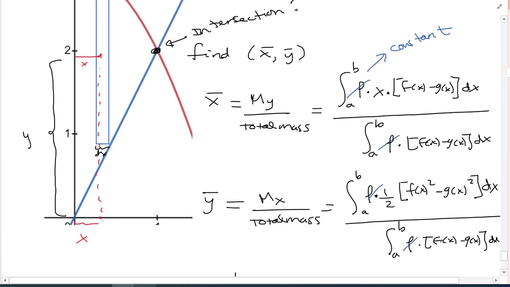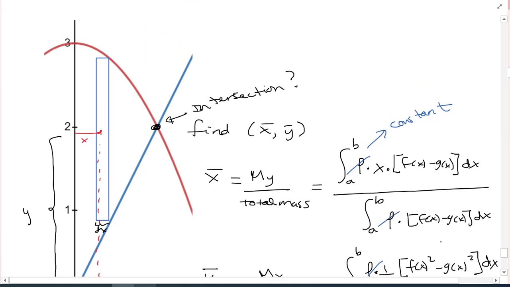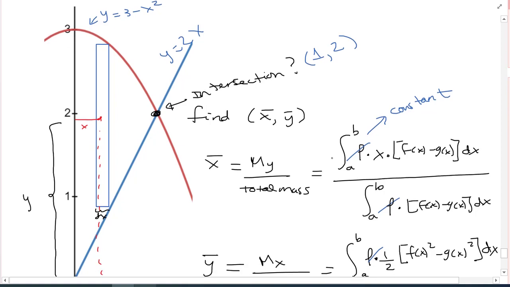So when x is 1, what is the y value? Our intersection point is 1, comma, this was the line y equals 2x. So when x is 1, 2 times 1 is 2. Or you can put it into the other one, y equals 3 minus x squared. When x is 1, 3 minus 1 squared is 2. So they intersect at the point (1, 2).